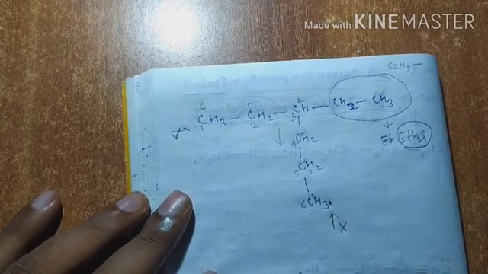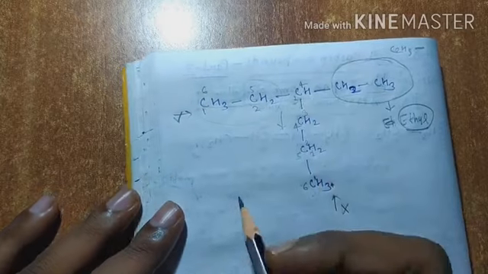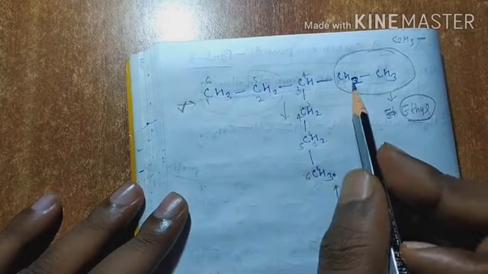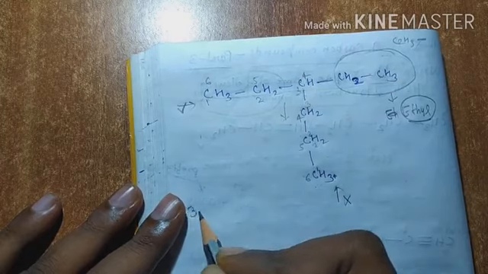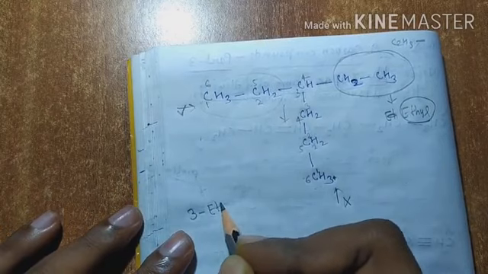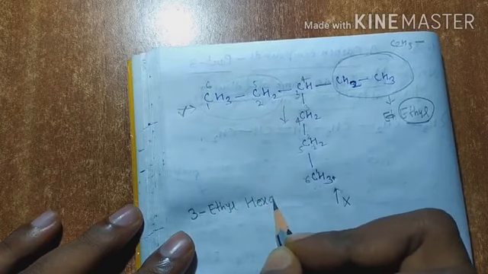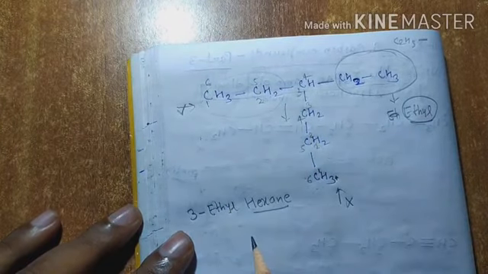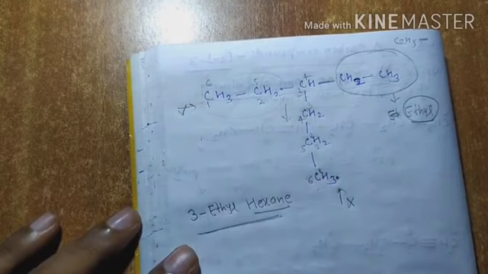So its name will be: the longest chain is of how many carbon atoms? 1, 2, 3, 4, 5, 6 carbon atoms. It means again we will write here: listen, this functional group is on the third carbon atom, so we'll write here 3-ethylhexane. Why do we use ane? Because there is a single bond between all carbon atoms. Okay, this is the correct IUPAC name.